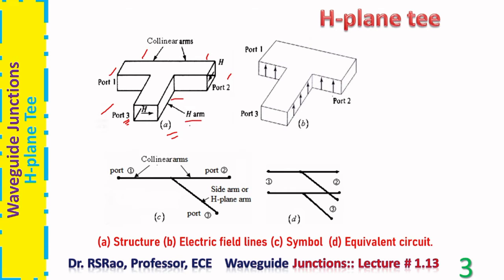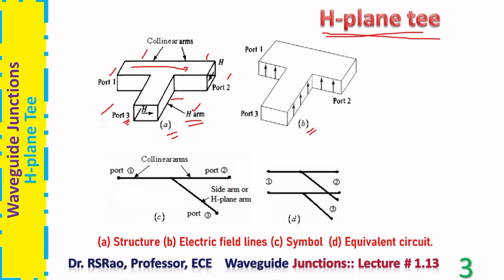The side arm is also called the H-arm. Here H stands for magnetic field vector. When a wave is traveling in a waveguide, let us say here in the collinear arm rectangular waveguide piece in dominant mode, the electric vector is vertical and the magnetic vector in the wave is horizontal. Any vertical plane that is parallel to the side walls of the guide is called the E-plane. Any plane that is horizontal, that is parallel to a plane containing the H vector, is called the H-plane. As the three arms are in a horizontal plane, this is called the H-plane T. As the side arm is in the H-plane, it is called the H-arm.